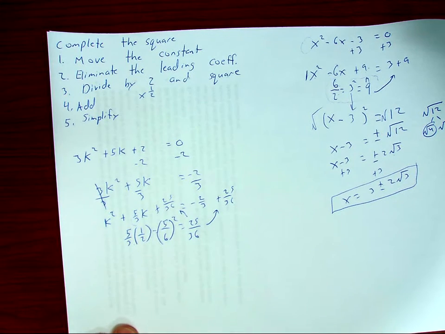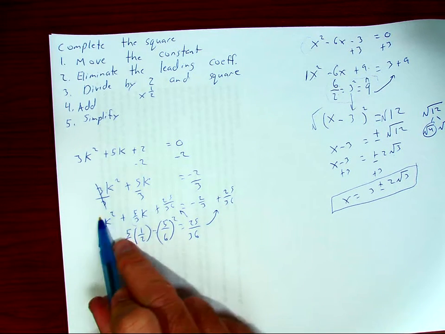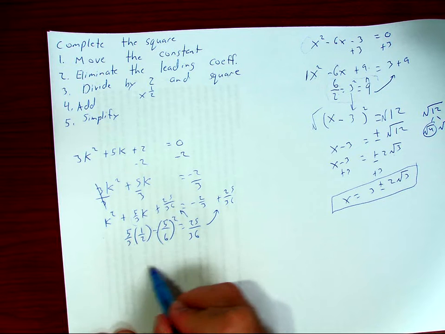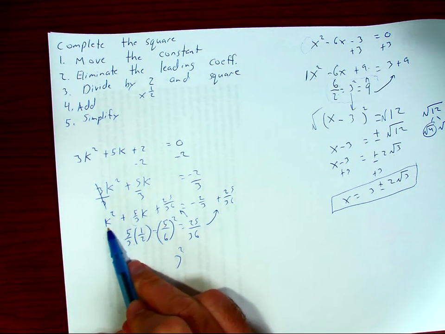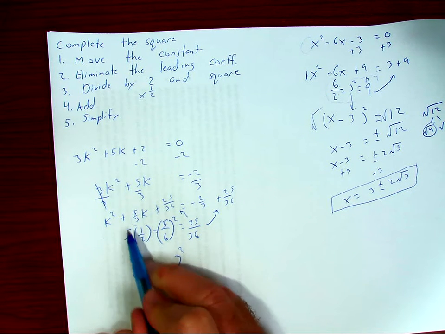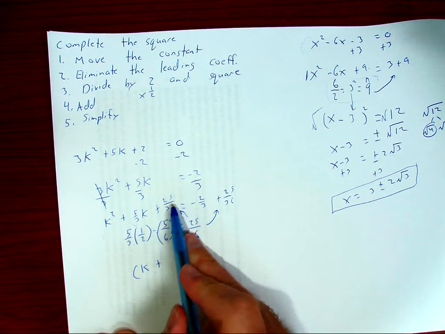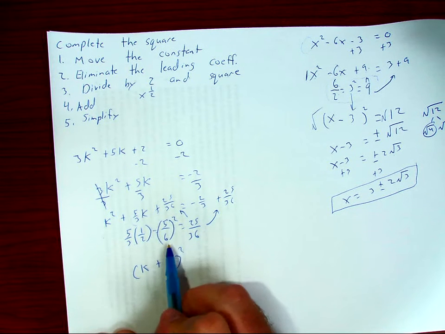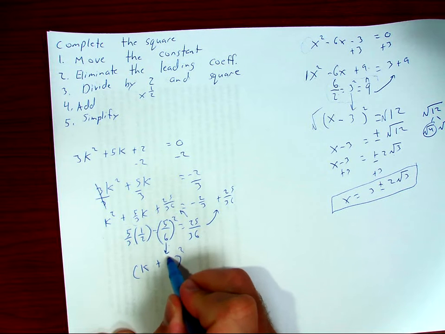25/36. And this is now a perfect trinomial square. So you can just rewrite it and bring it down. We bring down our first term, we bring down our first sign, and the square root of our last term, which we know is 5/6. We just drop it down.